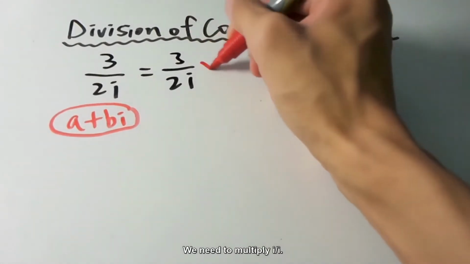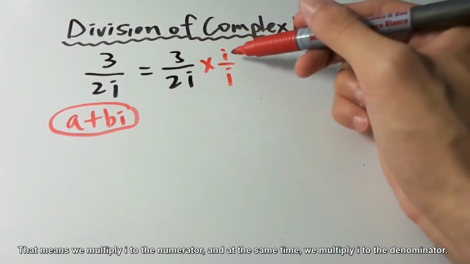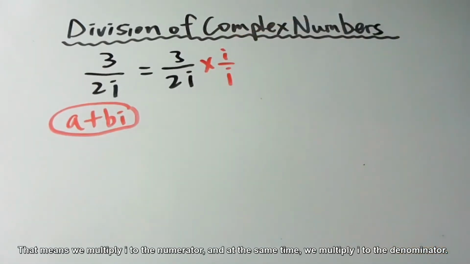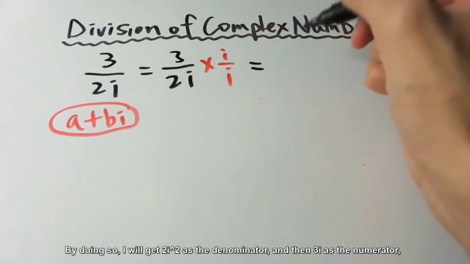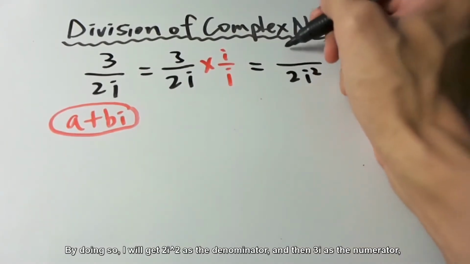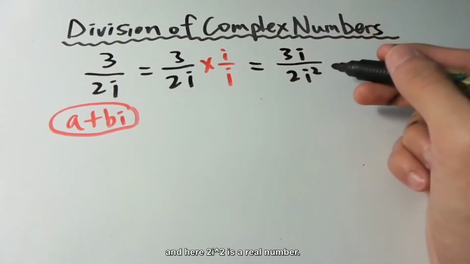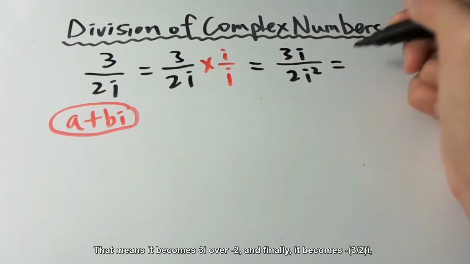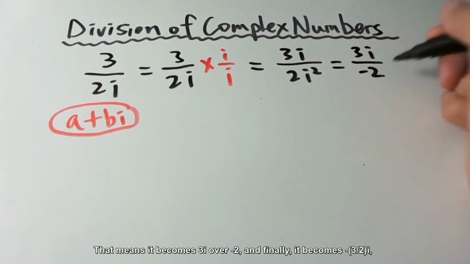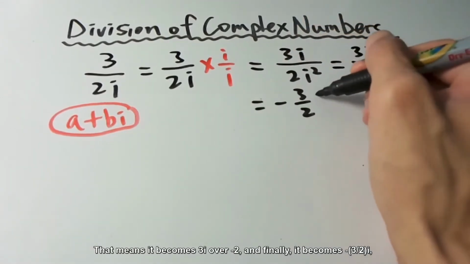We need to multiply i over i. That means we multiply i to the numerator, and at the same time we multiply i to the denominator. By doing so, I will get 2i squared as the denominator, and then 3i as the numerator. And here 2i squared is a real number. That means it becomes 3i over minus 2, and finally it becomes minus 3 over 2 i.